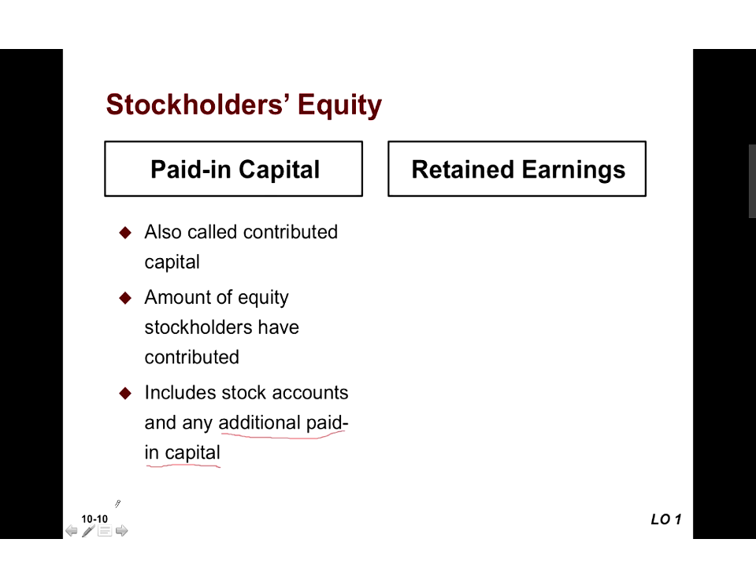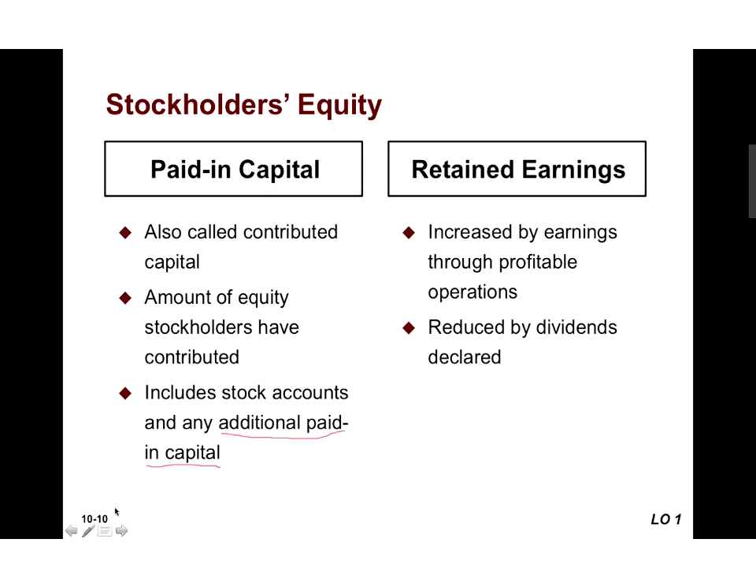So I just wanted to point out that paid-in capital is not the same as additional paid-in capital. Paid-in capital is the entire category. Additional paid-in capital, we'll see that coming up. Okay, so paid-in capital is this big category of common stock, preferred stock, additional paid-in capital. And then retained earnings. Retained earnings, we've seen that over and over. It's a running total, cumulative total of all our earnings to date less any dividends we've paid.